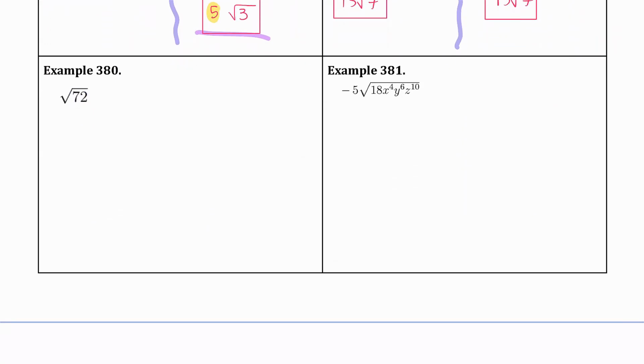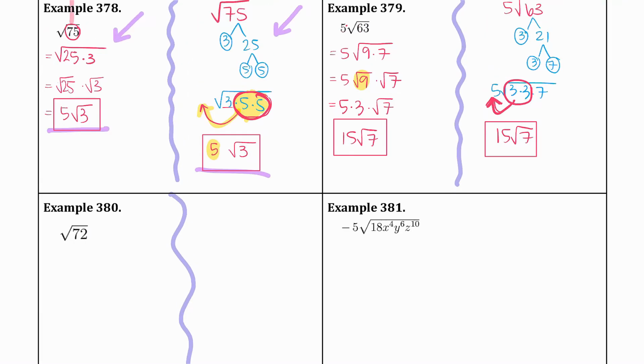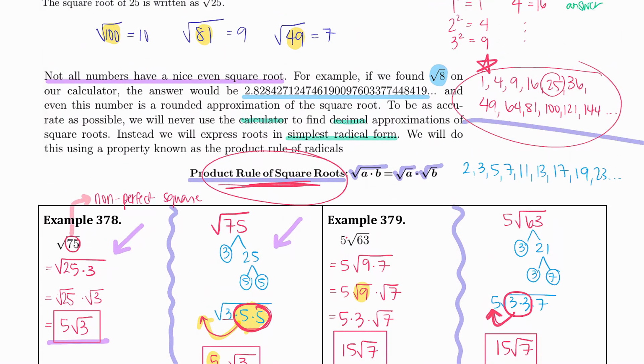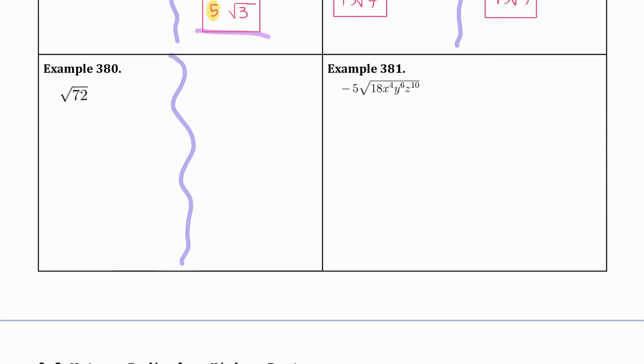Okay, similar on example 380. We're going to do our 2 ways. Let's look at our perfect squares up here. We're trying to find the biggest one that we can. That's just going to make the process a little bit more streamlined if we find the biggest one that will go into 72. Well, we know that 36 will go into 72, and it goes in 2 times, so we're going to write this as 36 times 2.